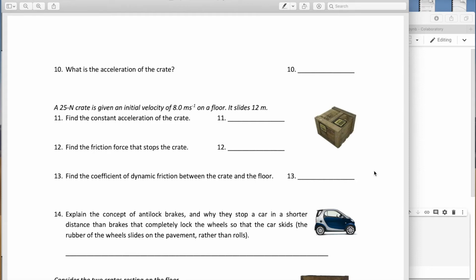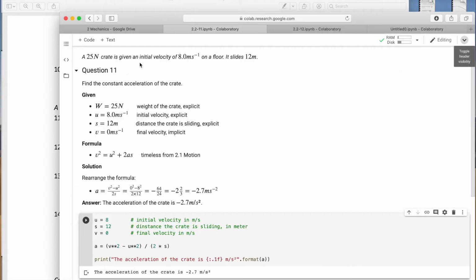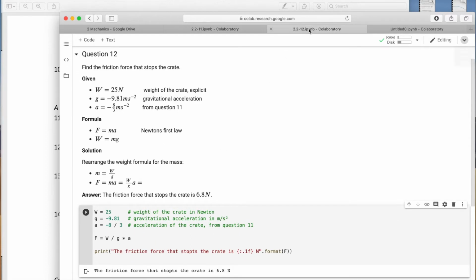Since question 11 and 12 are already answered, now let's find the answer to question 13. Find the coefficient of dynamic friction between the crate and the floor. So we go to Colab. We have question 11 answered. We have question 12 answered and fixed.